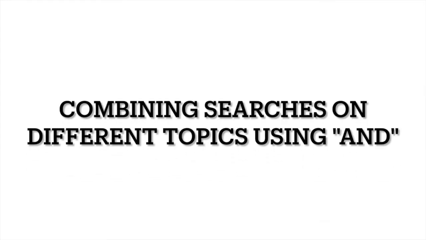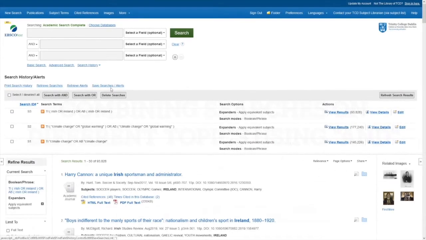Combining searches on different topics using AND. Scroll to the search history section. Tick the searches you want to combine. To combine different topics, use search with AND.